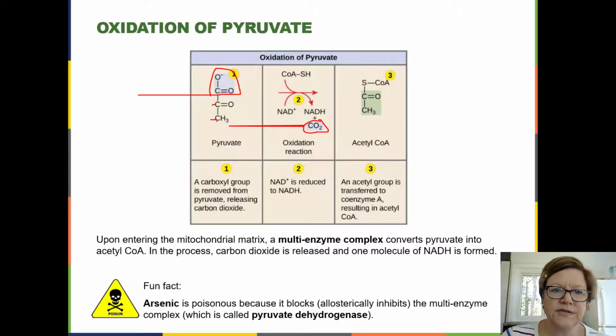And then the remaining 2 carbons of the pyruvate, called an acetyl group, get attached to something called coenzyme A, which has a sulfhydryl. Coenzyme A has a sulfhydryl.